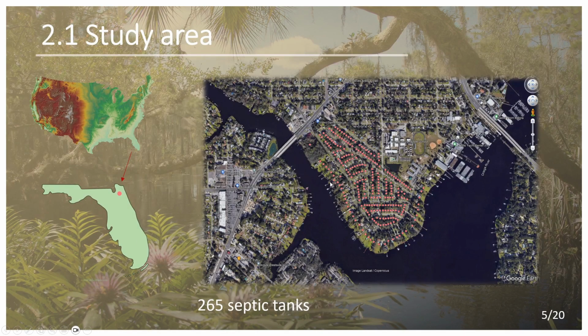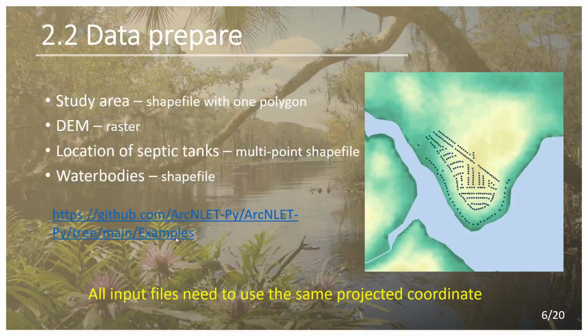This is the Lakeshore neighborhood. The Lakeshore neighborhood is located in Jacksonville, Florida, and the study area has a total of 265 septic tanks, as shown in this slide. When we start modeling a new area, we need to prepare some data ourselves. We need to prepare 4 files.